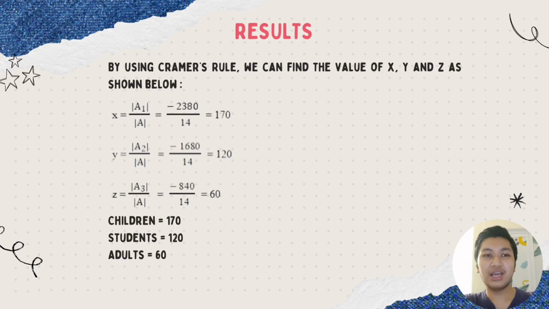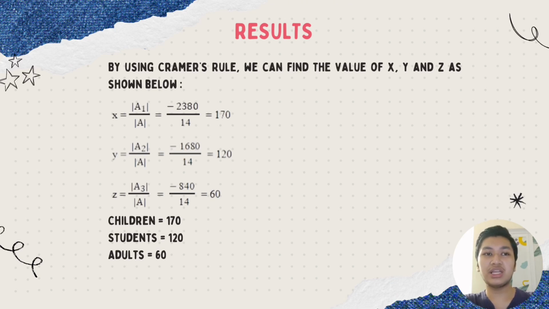And here we have the results where we get the values of X, Y and Z. For X, we get the value of X is equal to 170. For Y, we have 120. And for Z, we have 60.